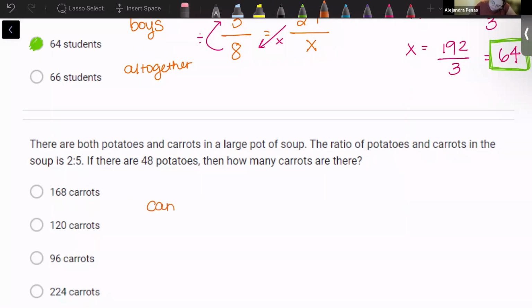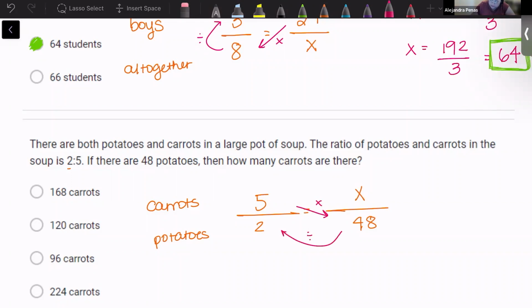So, carrots, potatoes. Let's see. So the ratio of potatoes to carrots is 2 to 5. So 2 is the potatoes, carrots is 5. And there's a total of 48 potatoes. We need to figure out how many carrots. So for this one, we didn't have to add or anything like that. We're going to cross multiply and divide.